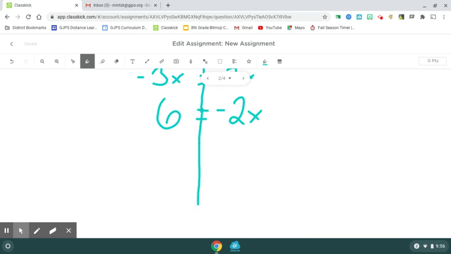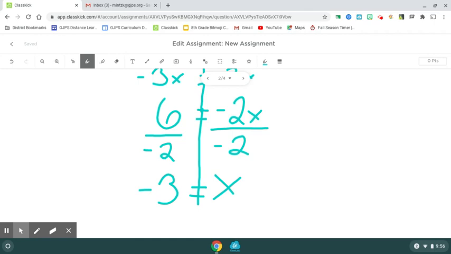To get x all by itself, I have negative 2 times x. To get that by itself, I need to do the opposite of multiplication, which is division. So I need to divide each side by negative 2. Remember to keep that negative with the 2. And then on the left-hand side, I would end up with negative 3 equals x. And that is my one solid answer.